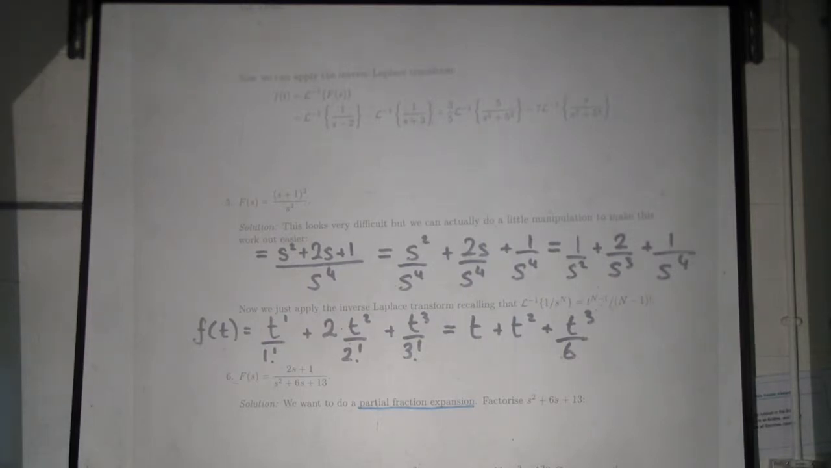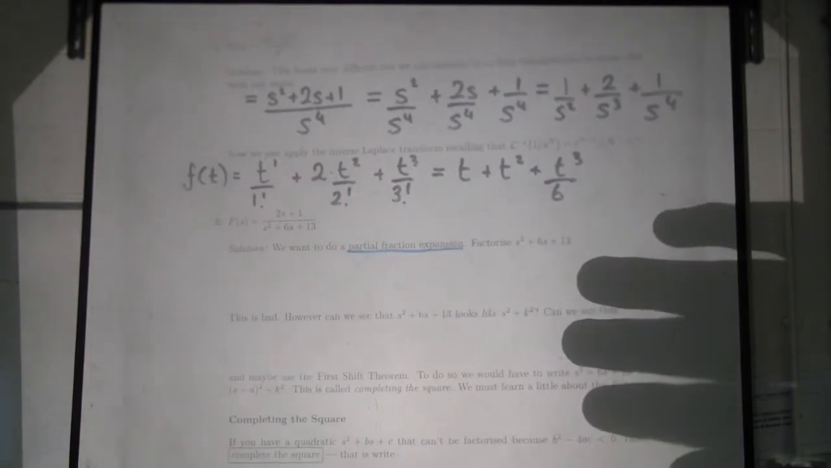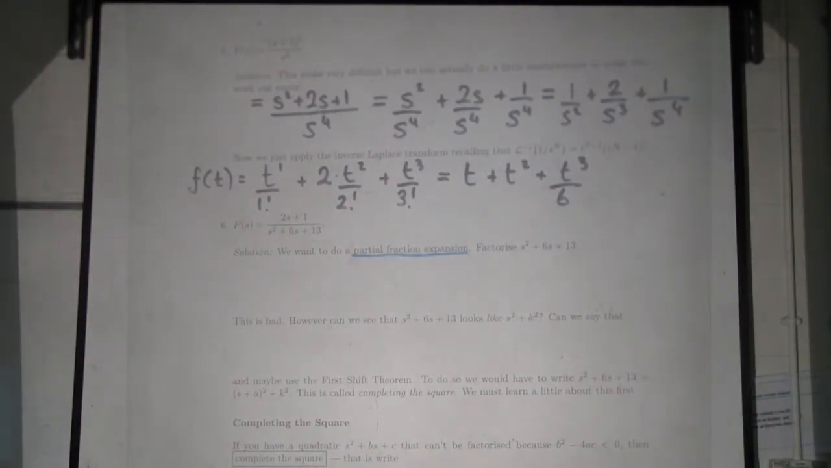So we'll go on to this one. As I said, this is horrific. It doesn't look scary, but it is. Now the bits I'm saying here, you have to understand. We want to send this back, so we're looking in the tables. It's not there. That kind of looks like it, but there's an extra 6s knocking around. You can't send it back using the tables, so you want to do a partial fraction expansion to write this as a sum.